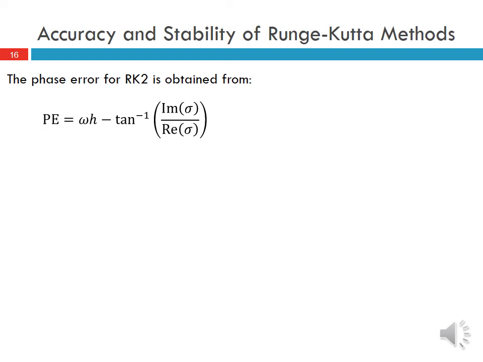We can also look at the phase error for RK2, which is obtained from omega h minus the inverse tan of the imaginary part over the real part. If you recall, our phase error is calculated from omega h minus theta. So here theta is this inverse tan of imaginary over real, which, plugging in our expressions for the imaginary and real parts of sigma, we get this.